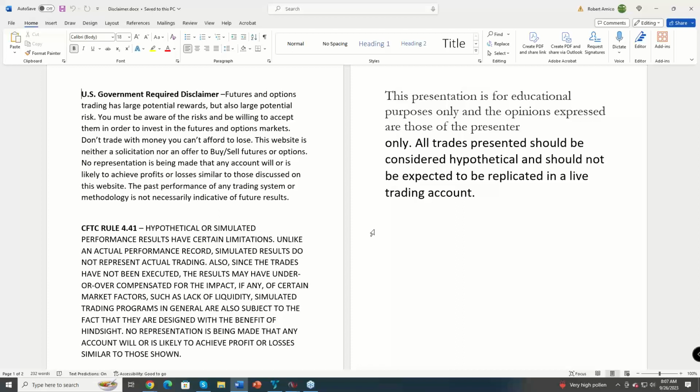CFTC Rule 4.41. Hypothetical or simulated performance results have certain limitations. Unlike an actual performance record, simulated results do not represent actual trading. Since trades have not been executed, results may have under or overcompensated for the impact, if any, of certain market factors such as lack of liquidity. Simulated trading programs in general are subject to the fact that they're designed with the benefit of hindsight. No representation is being made that any account will or is likely to achieve profits or losses similar to those shown.